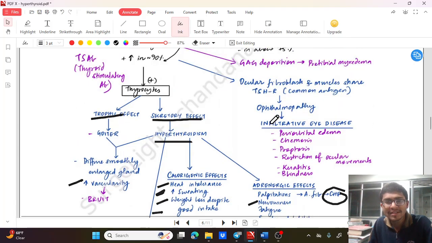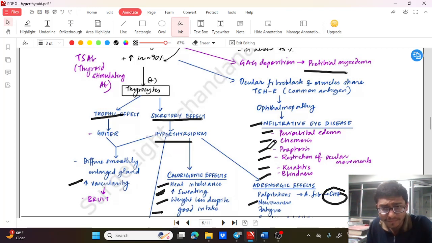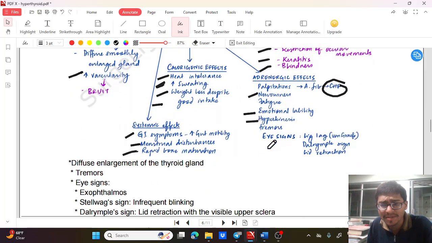Some more points: there will be GAG deposition, that is glycosaminoglycans, which will cause pretibial myxedema, swelling in the leg region. Ocular fibroblasts and muscles share the TSH receptor common antigen, causing ophthalmopathy, that is when there is deposit in the intraocular muscles, the infiltrative eye disease causing periorbital edema, chemosis, proptosis, restriction of the eye muscles, keratitis, and blindness.